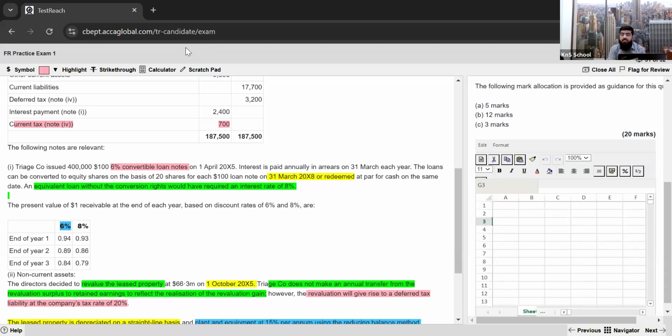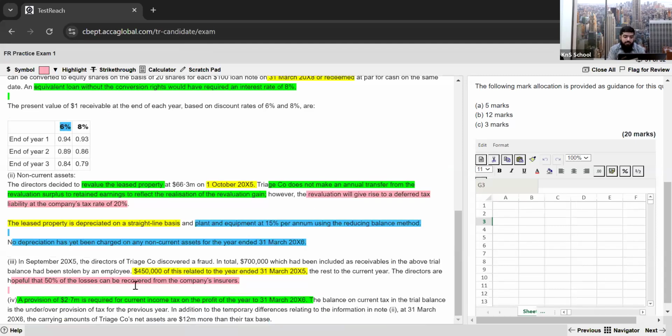And if it is the debit balance, it means it's an under provision. So we need to increase the tax expense for the year, because this is the tax for the previous year, and being an under provision means the company has recorded a lower tax in the previous year. So definitely we have to increase the tax for the current year. Very good, Hamza. Okay. In addition to the temporary differences relating to note 2.